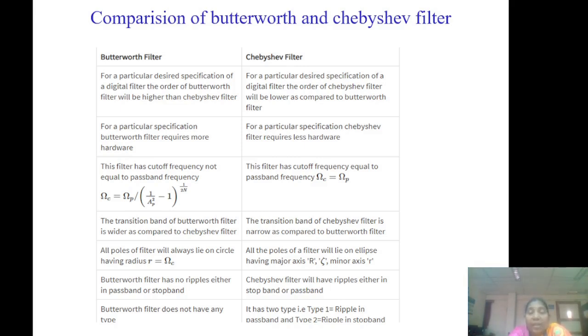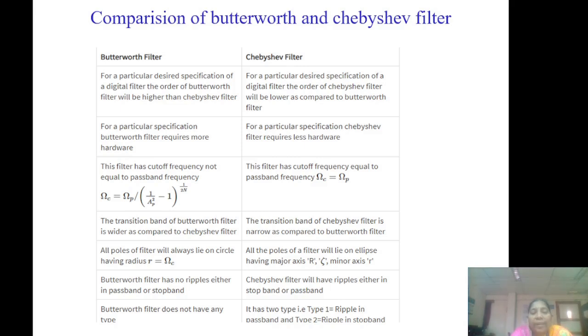The next one: the Butterworth filter has no ripples either in the passband or in the stopband region. Whereas the Chebyshev filter has ripples in the passband or stopband region. So the Butterworth filter does not have any type 1 or type 2 filter, whereas the Chebyshev filter has type 1 and type 2 filters.